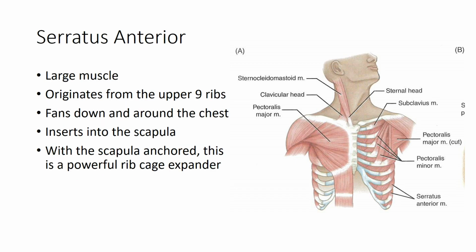The serratus anterior is a relatively large muscle that originates from the upper 9 ribs and fans down around the sides of the chest to insert into the scapula. When the scapula is anchored, the serratus anterior can be used to expand the rib cage, basically by pulling on the ribs just anterior to the angle, so pulling on the lateral parts of the ribs to directly laterally expand the rib cage in its middle area.